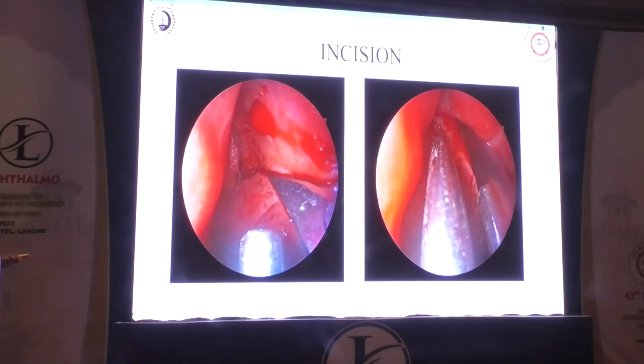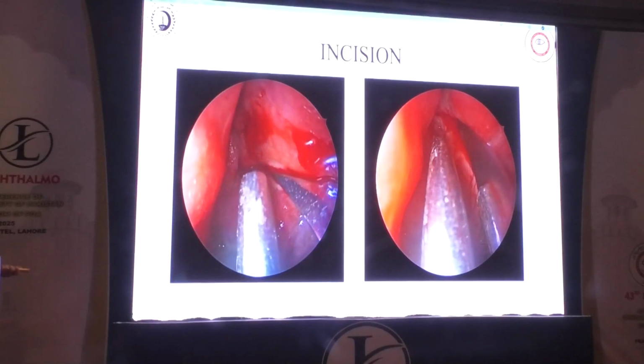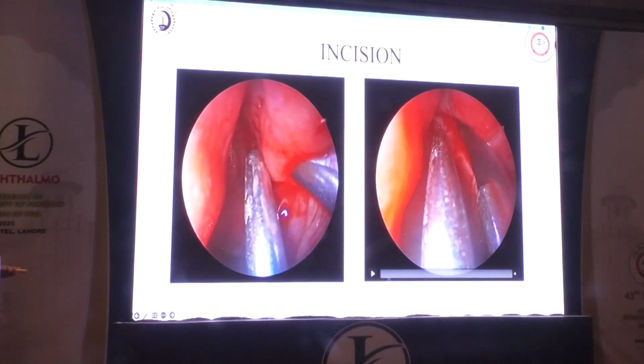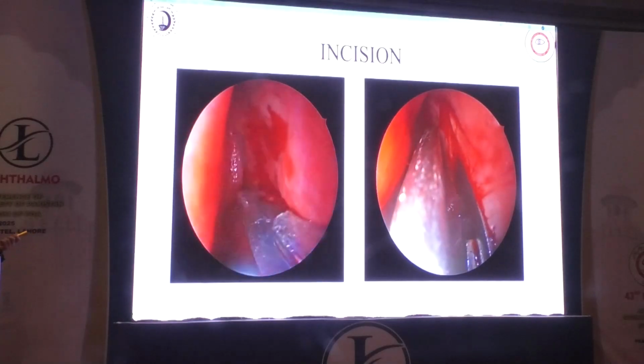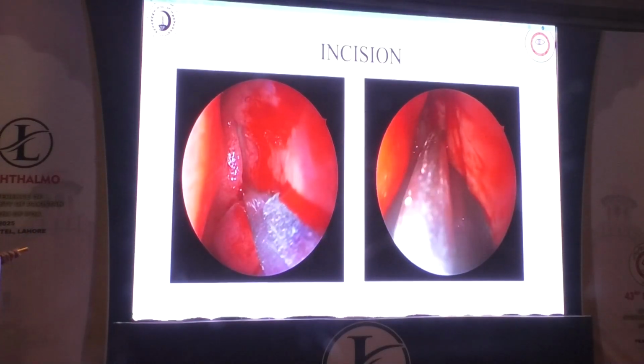This is the first incision, and my second incision is above the attachment of the middle turbinate. This is the second incision, and after that we join these two incisions. This gives adequate exposure of the sac region.